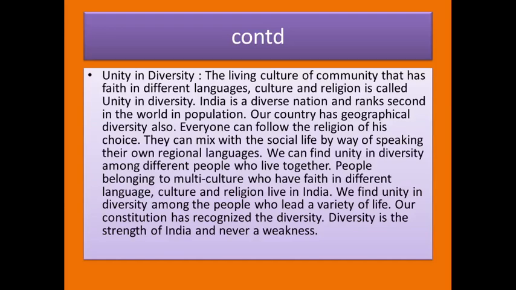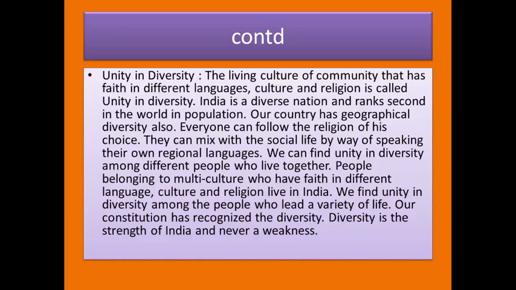We can find unity in diversity among different people who live together. People belonging to multicultural backgrounds, who have faith in different languages, cultures, and religions, live in India. We find unity in diversity among the people who lead a variety of lives. Our constitution has recognized the diversity. Diversity is the strength of India and never a weakness. So here you understood the meaning of unity in diversity.